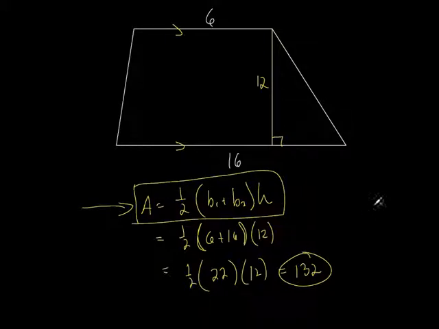I know, but then you'd have to do all that stuff off the side, right? Or use a calculator and then take half of that. But watch how easy this was. 1/2 of 22, right, is 11. Y'all know that. And 11 times 12, that's one of your multiplication tables too, isn't it? All right, so you should know that. So it's 132. Make sense?